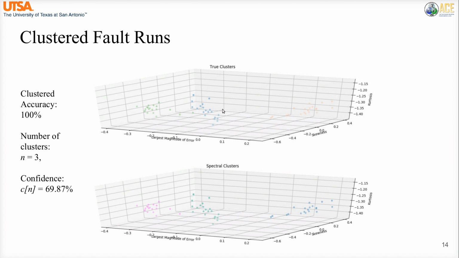So here you can see the 3D plot of the 3 statistic features that we computed. This is the healthy statistics, this is the right statistics, and these are the left statistics. As you can see, we have a cluster accuracy of 100%, and it determined the number of clusters to be 3, with a confidence of 69.87%.